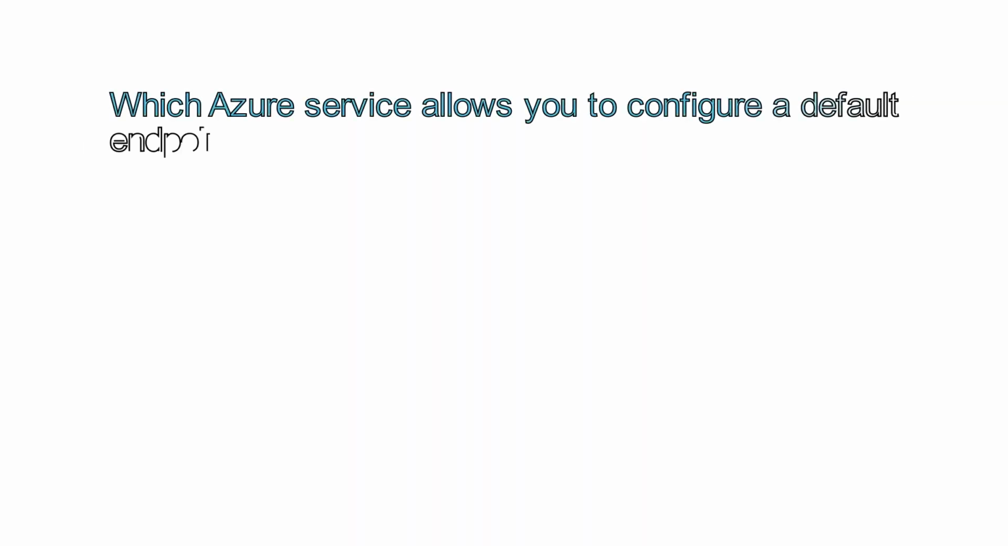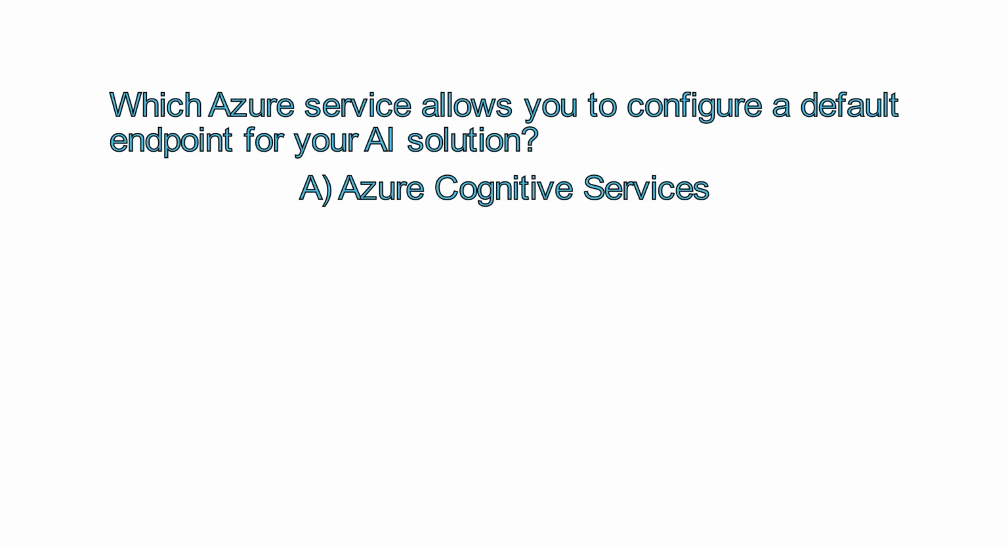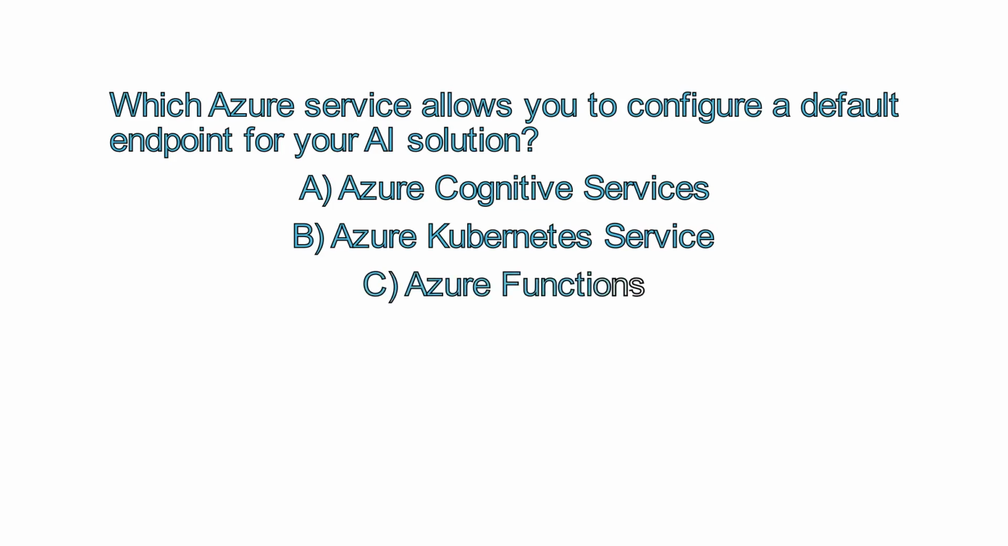Which Azure service allows you to configure a default endpoint for your AI solution? A. Azure Cognitive Services. B. Azure Kubernetes Service. C. Azure Functions. D. Azure DevOps.